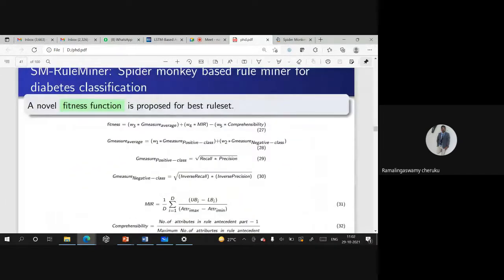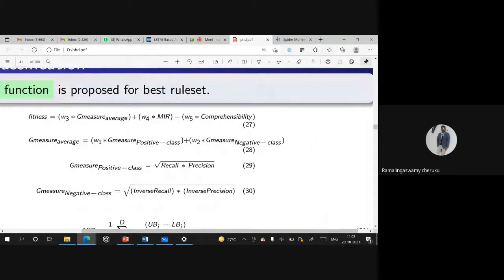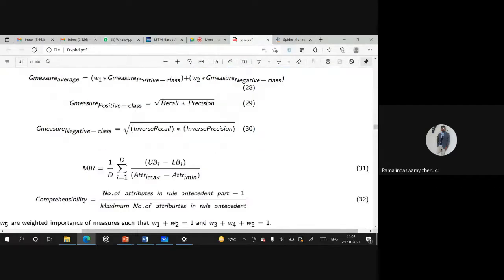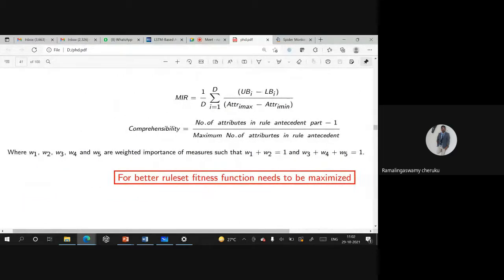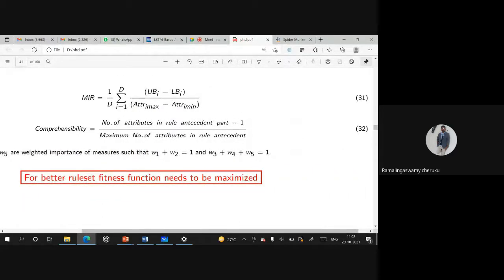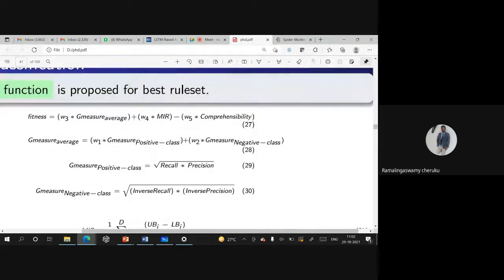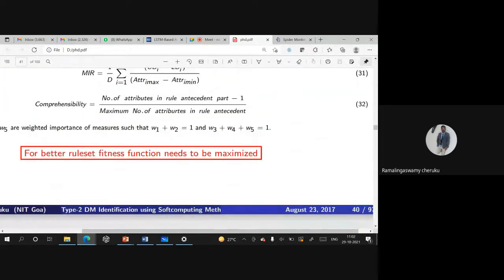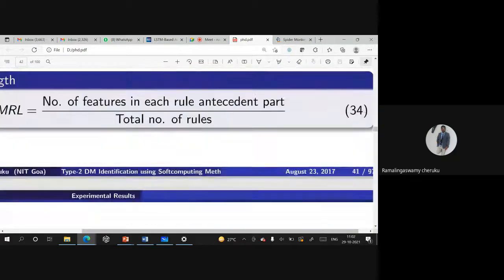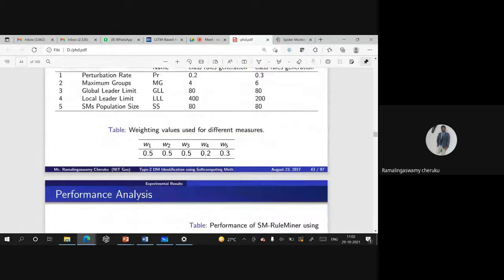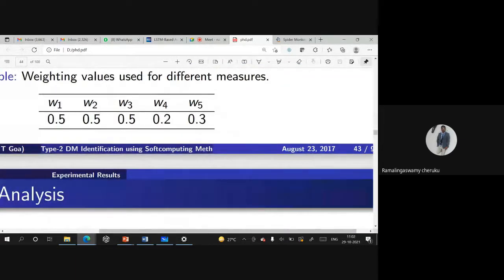In the fitness function here, I have used some weight factors, W3, W4, W5. These weight factors decide which measure you are giving more weightage. We use a greedy approach: first I give some value to W3, then I look for the values of W4 and W5. Ideally W3 plus W4 plus W5 will equal 1, and again we will have W1 and W2 in a geometric measure. We have a total of 5 weights, and by using greedy approaches we have fine tuned the values of these weights for my problem. So these are the weights we observed.